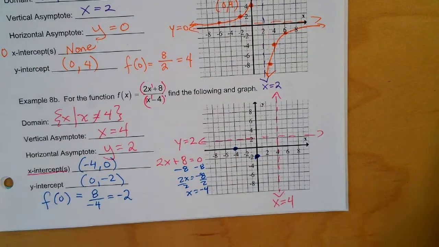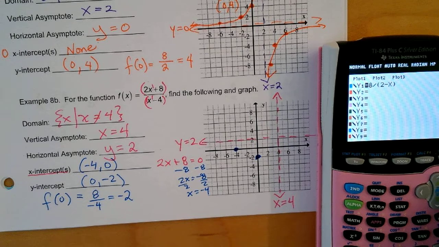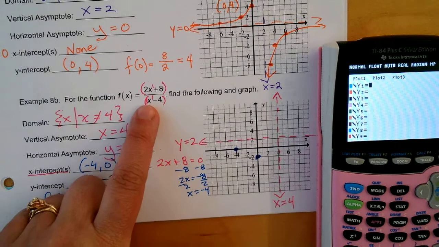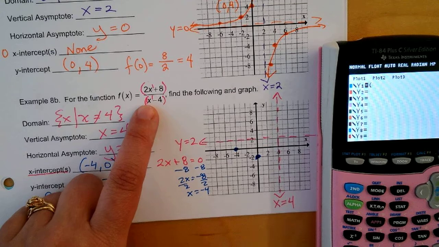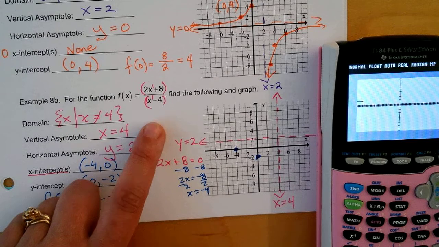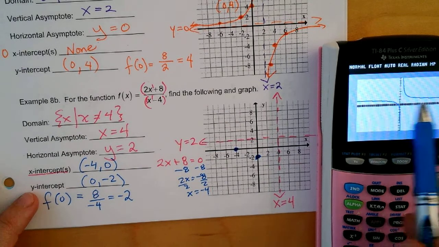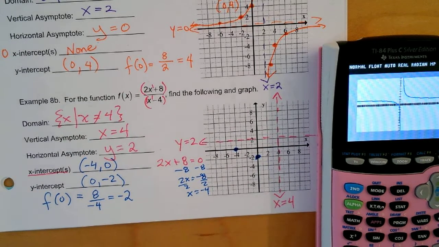And now what we should do is go to our y equals, clear out any equation you have, and type it in. Don't forget your parentheses. 2x plus 8, close parentheses, divide by parentheses, x minus 4, close parentheses, enter. Let's look at the graph. Now, I did that weird thing where I zoomed way out, okay? But essentially, you can almost see that asymptote.